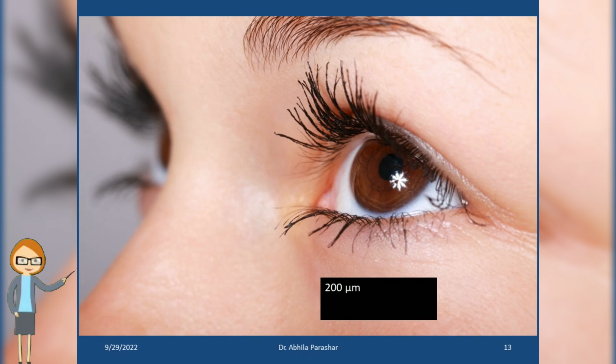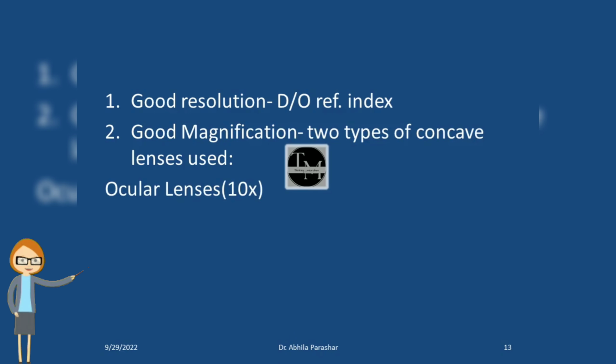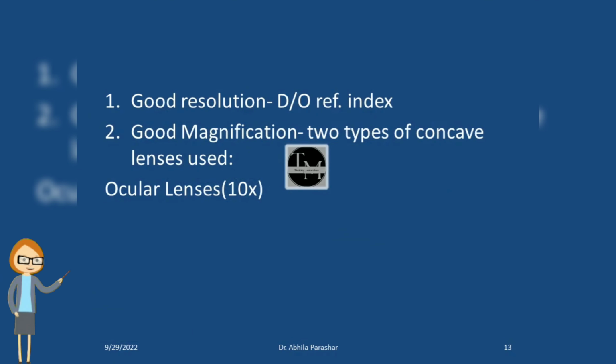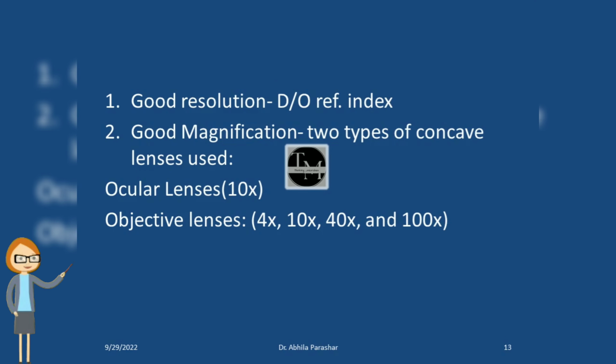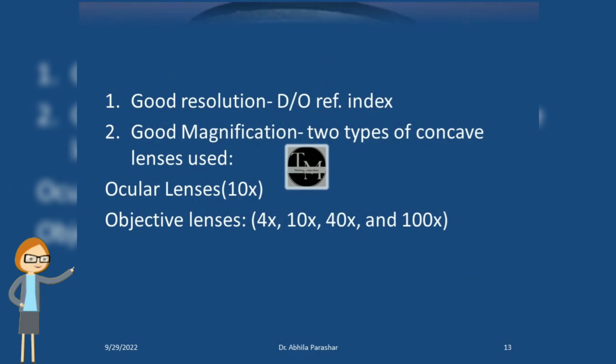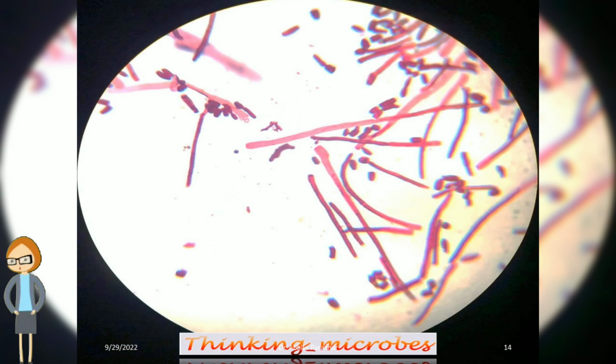Our second factor is good magnification. There are two types. First is the ocular lens, which is 10x, and second is the objective lens. There are 4 lenses which are used: 4x, 10x, 40x and 100x. The multiplied product of these two lenses, ocular and objective, creates the magnification. Our third point is good contrast, which can be obtained by staining the cell. This is a gram stain picture of a yeast isolate, showing better contrast.